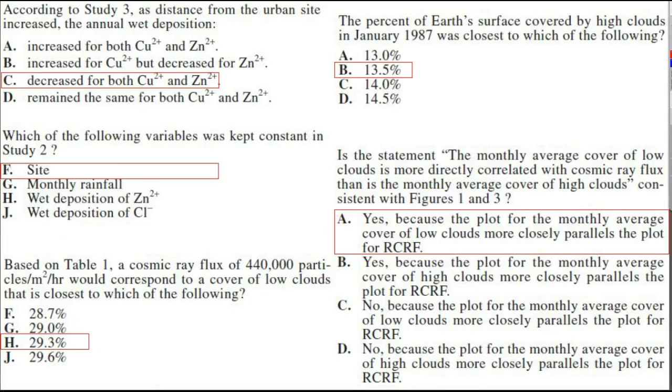And there's all of our answers. The first one was C, the decrease for both. The second one was F. The third one was 29.3. The next one was 13.5. And the fourth one was yes, because low clouds parallels.